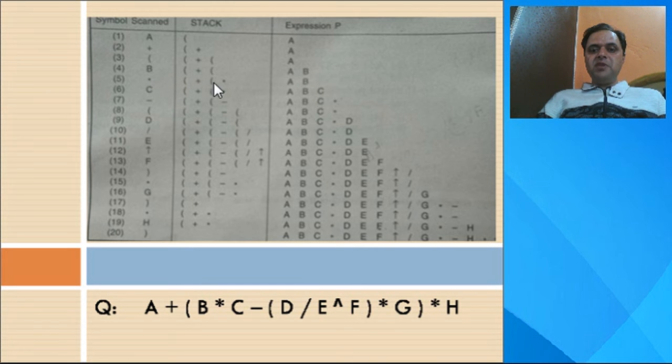Then multiplication, we will push onto the stack. Then c, we will add that to P. Then minus, so minus is an operator. So we have found that multiplication has higher precedence than minus. So first we will pop multiplication from the stack and add that to P, and then we will push minus into the stack. Then left parenthesis will simply be pushed onto the stack.